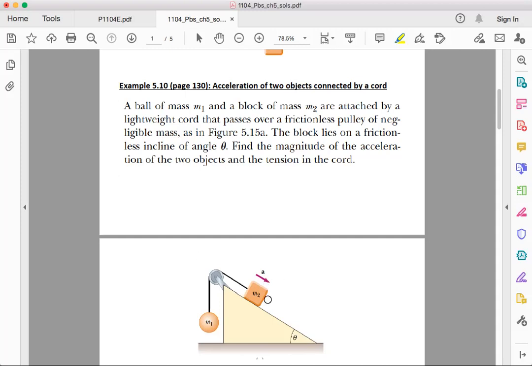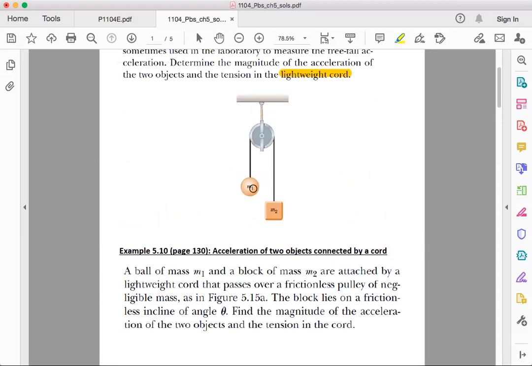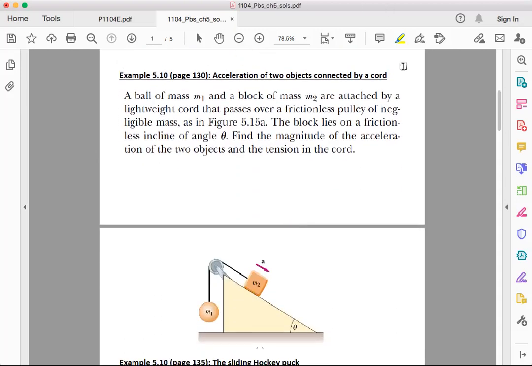So the block lies on a frictionless incline of an angle theta. So this inclined plane makes an angle theta with the horizontal. We have to find the magnitude of the acceleration of the two objects and the tension in the cord. So this is a little bit similar to the previous example, except that here we have an inclined plane and one of these blocks is in contact with this inclined plane. While in the previous example, the two blocks were not in contact with anything. They were just in contact with the cord that connects them. So let's do it. Let's move on.